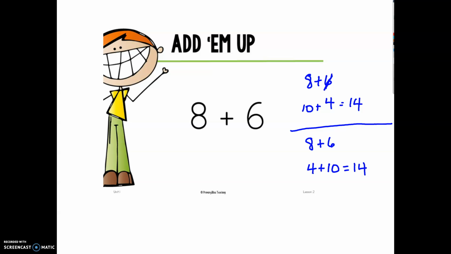So sometimes if I'm looking at a math problem that is causing me some trouble, one strategy that I could use is, can I make a 10 to help me solve the problem? And we're going to focus on that again tomorrow with our number talk.